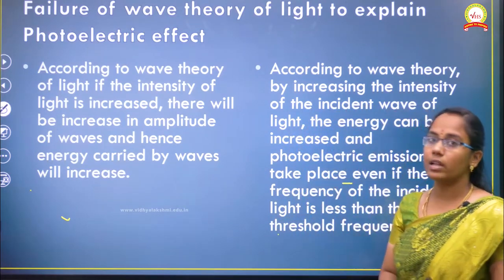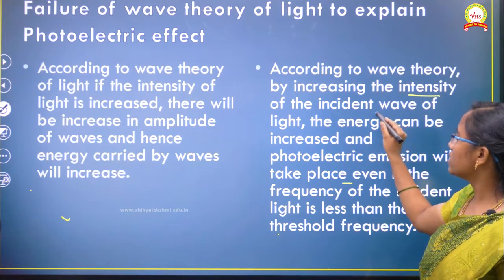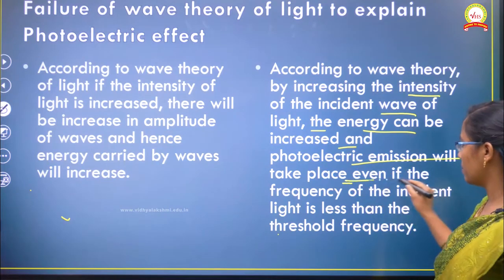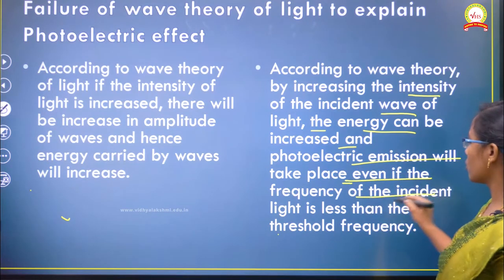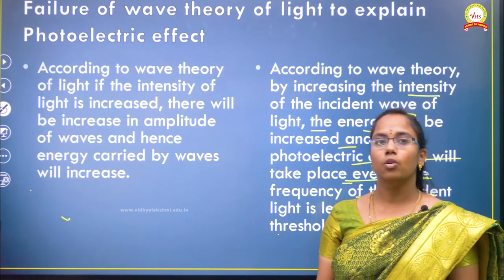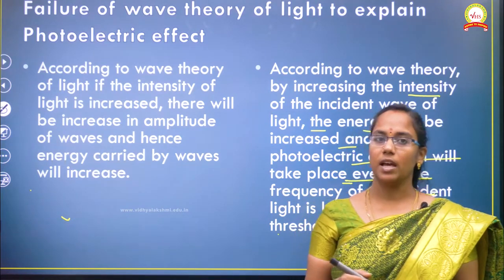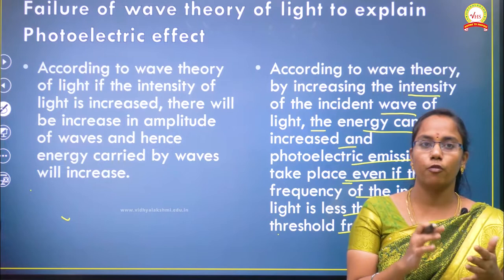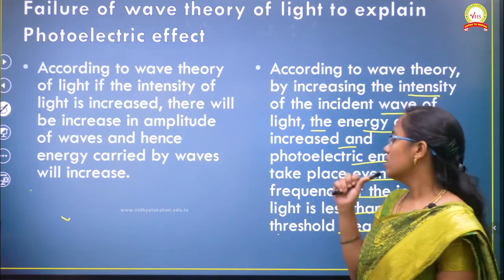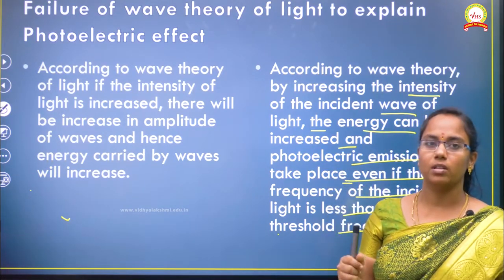Then the second failure is, according to wave theory, by increasing the intensity of the incident wave of light, the energy increases and photoelectric emission will take place even if the frequency of the incident light is less than the threshold frequency. So according to wave theory, this is the thing, but threshold frequency we have seen, right, the minimum frequency required for an electron to come out of the work function, right. But this concept is not able to be explained by the wave theory, okay.